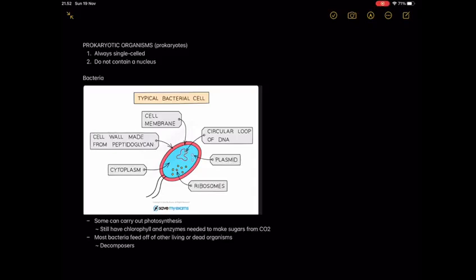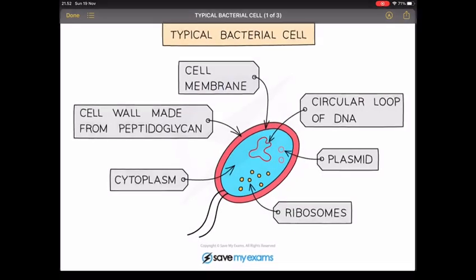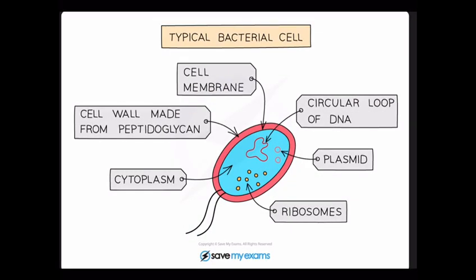Today's video will be about prokaryotic organisms, which are also known as prokaryotes, and an example that we will be discussing today is bacteria. So two key points to note about prokaryotes is that they are always single-celled and they do not have a nucleus. Now moving on to bacteria, here we have an image of what a typical bacterial cell looks like.